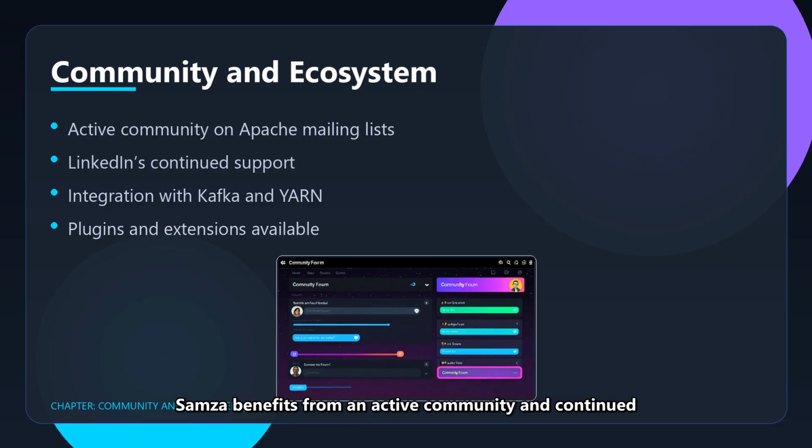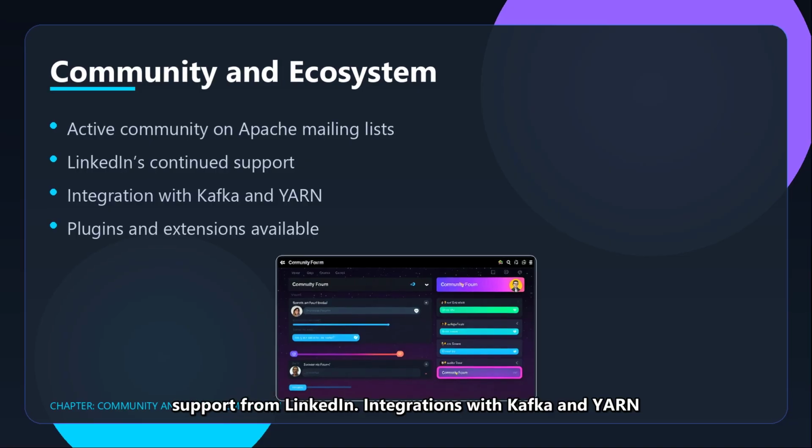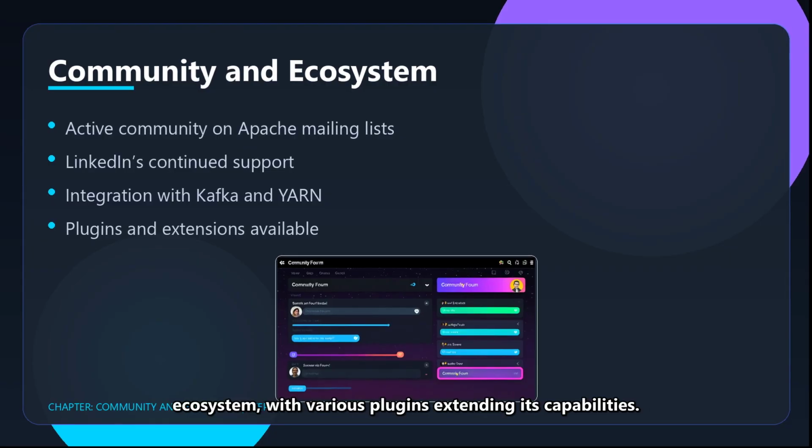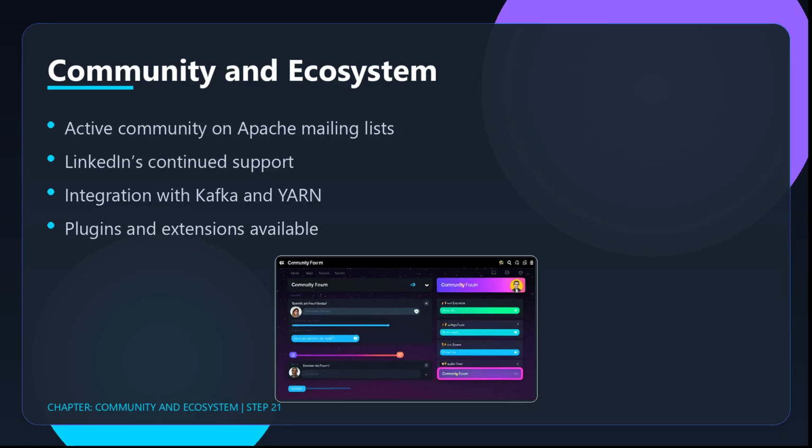Samza benefits from an active community and continued support from LinkedIn. Integrations with Kafka and YARN make it a strong part of the Apache ecosystem, with various plugins extending its capabilities.